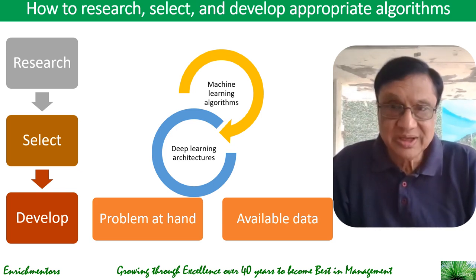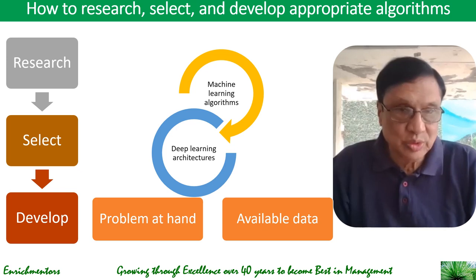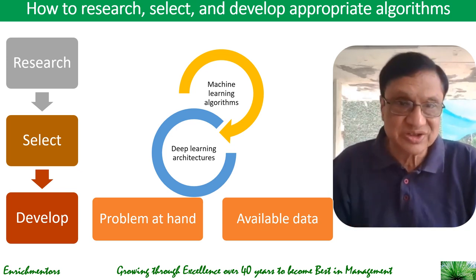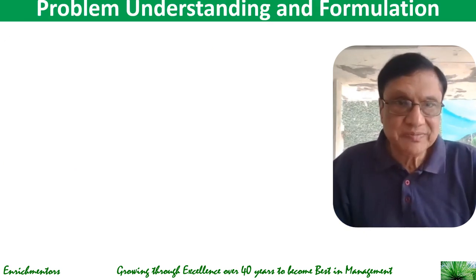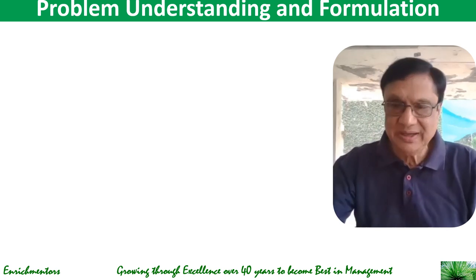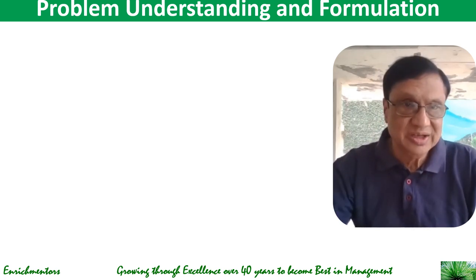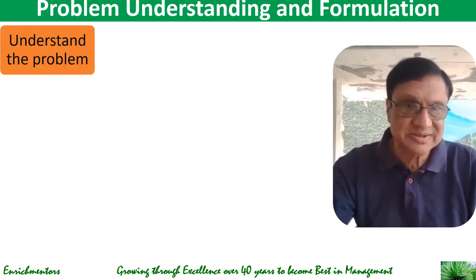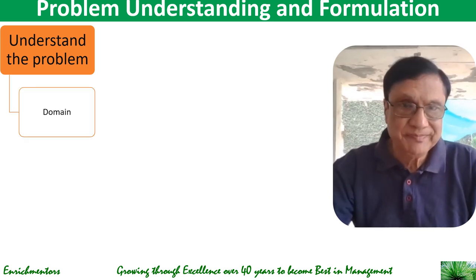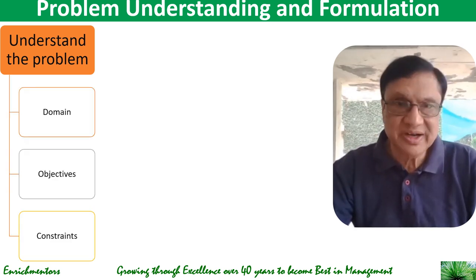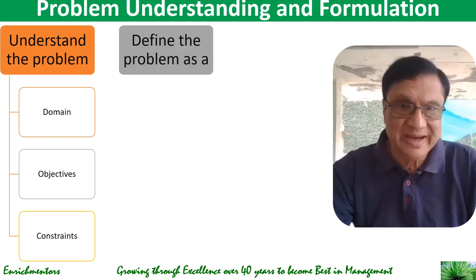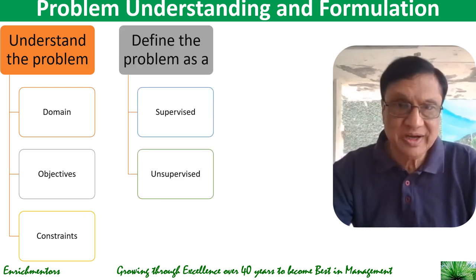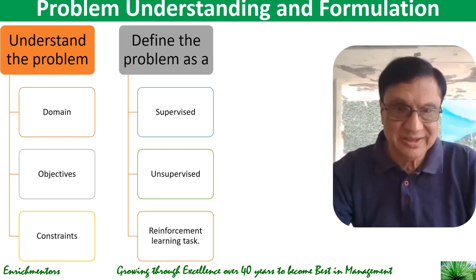And that involves many steps. Let's go through step by step. There are a lot of lectures that you will find in this section. So the first thing you need to do is the problem understanding and formulation. And there are three things that you need to do. First, understand the problem domain, objectives, and constraints. The second thing is to define the problem as a supervised, unsupervised, or reinforcement learning task.